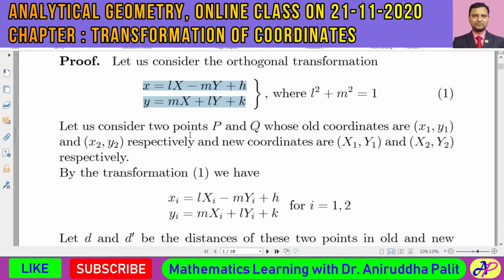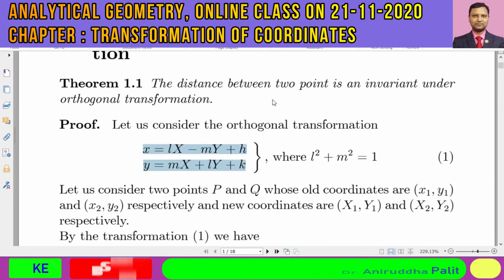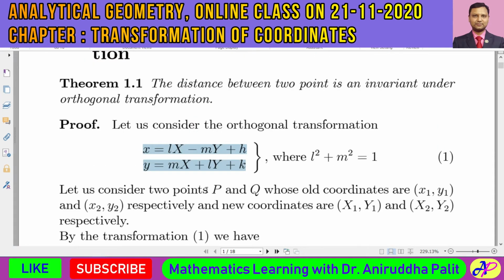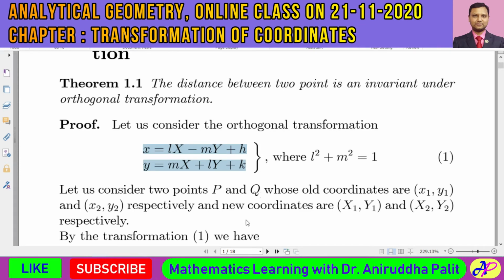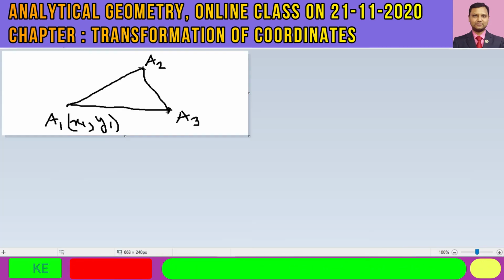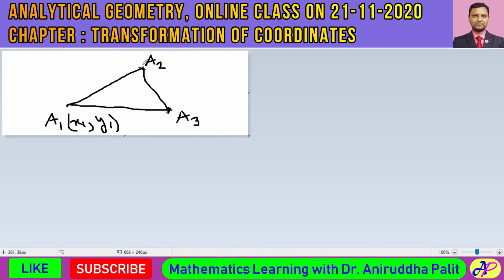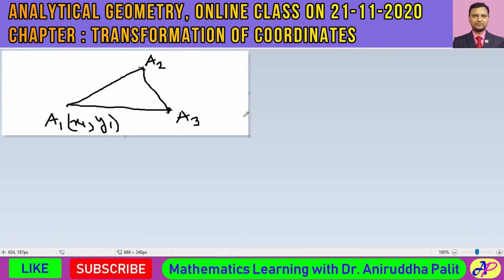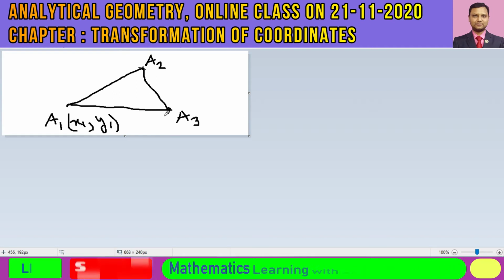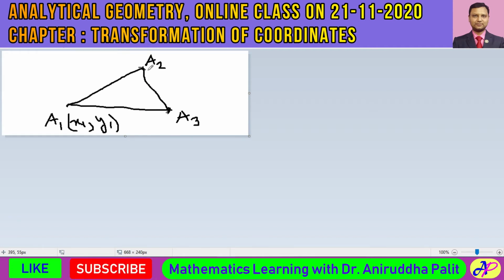I told you earlier that, as a consequence of the first proof, the first result says that the distance between any two points does not change under orthogonal transformation. Got it? Therefore, if the distances between A1, A2 and A2, A3 and A1, A3 do not change, then the area of the triangle formed by A1, A2, A3 should not change. That was a guess, or we can say a presumption.